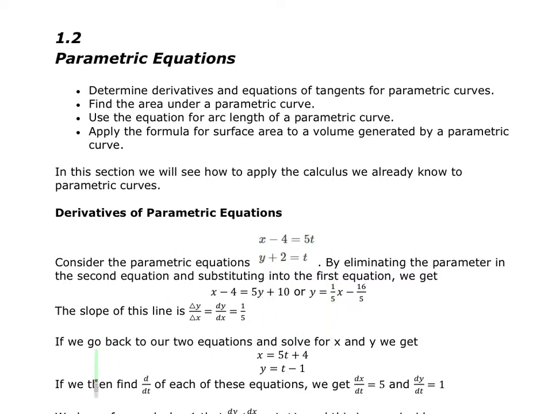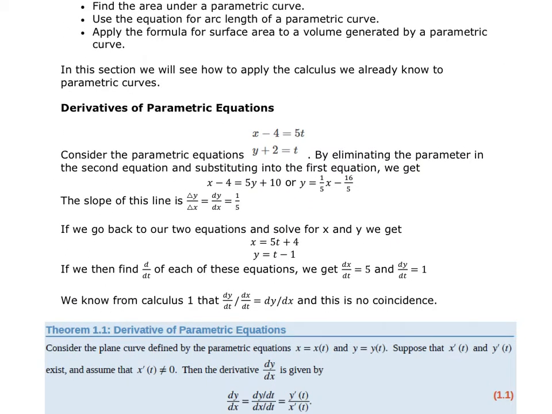Now, if I go back to my two equations and say, wait a minute, is there an easier way to do this? The answer is yes. If I look at my two parametric equations and solve for x and y, I get x is equal to 5t plus 4 and y is equal to t minus 1. And if I do the derivative of each one of these with respect to t, I'm going to get dx dt, which is 5, and dy dt, which is 1. Now, we know from calculus that dy dt divided by dx dt is dy dx.